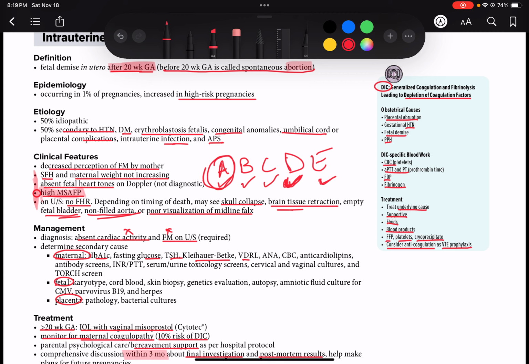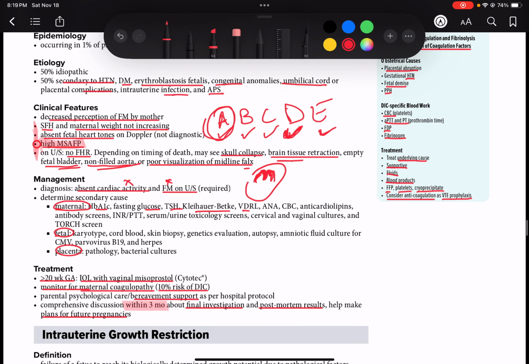And poor visualization of the midline falx, which is the, my mind just skipped that word, the folding of the dura mater between the cerebrum, right? So that falx, it's in the brain, right? So midline falx, the poor visualization of it, so the development stopped, brain tissue retracted, skull collapsed. So depending on the timing of death, you could see any of these things in intrauterine fetal demise.